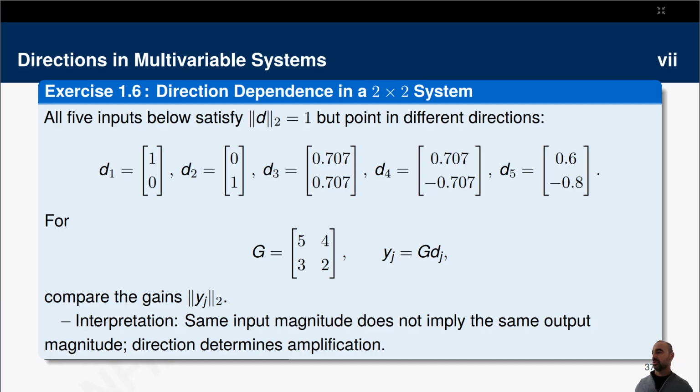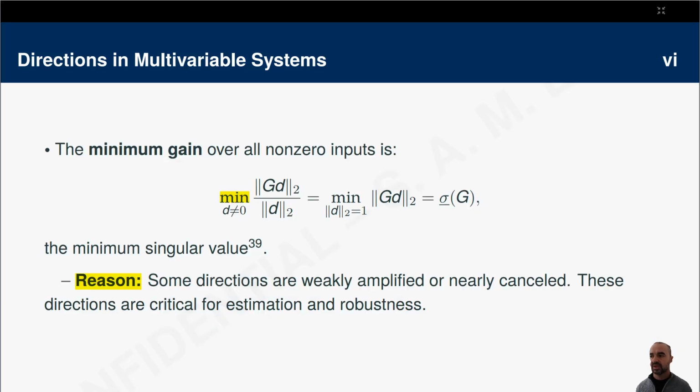Let's go through an exercise and talk about how direction affects the output. All 5 inputs below satisfy the 2-norm of d equal to 1, because we're talking about unit energy, and again, in this definition we also talked about unit energy.